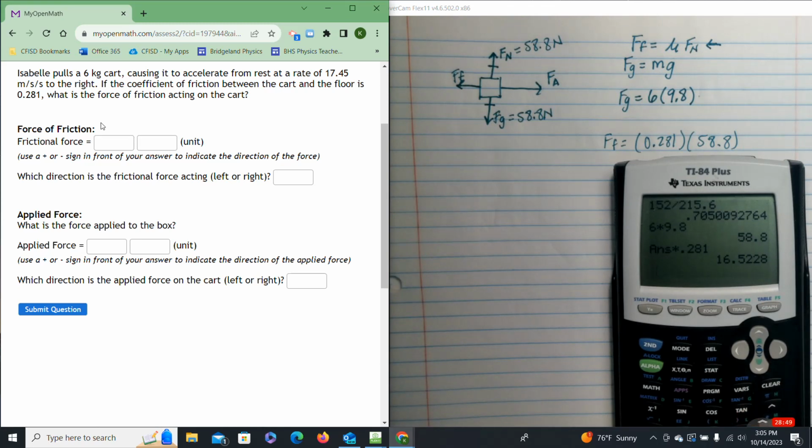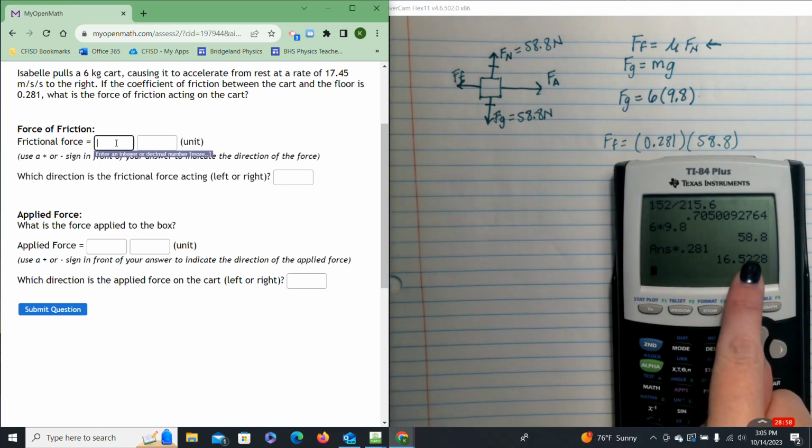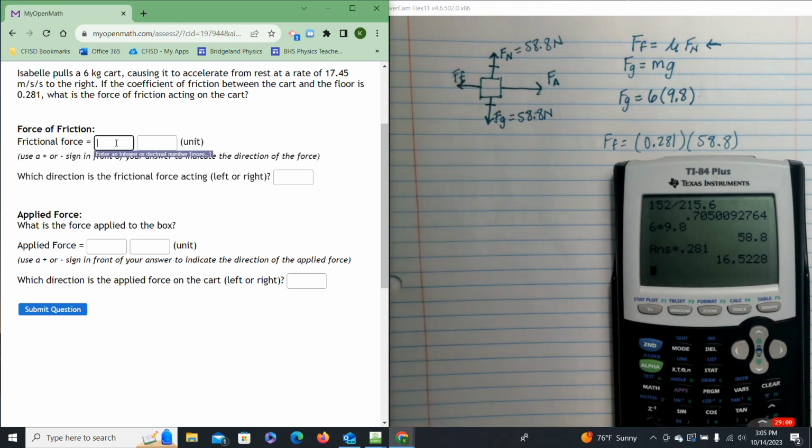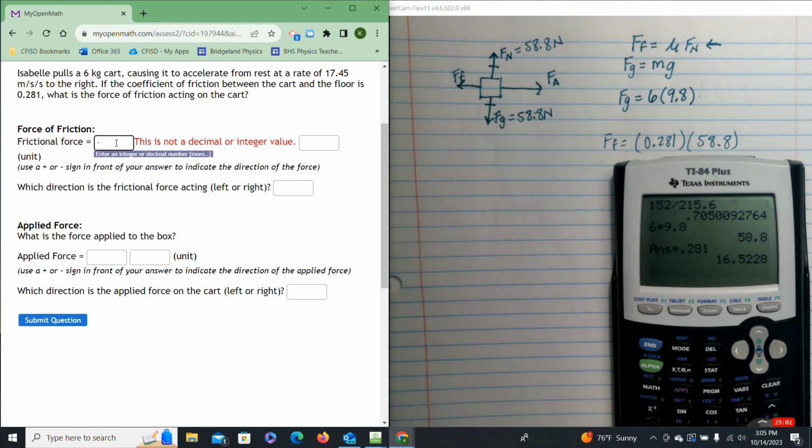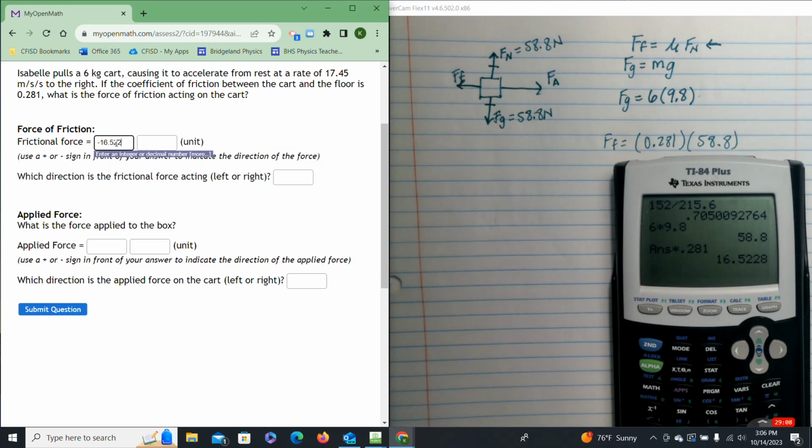You can round it if you like. By the way, it does tell me on here that I need to use a sign. That friction is in the negative direction. I don't get a negative number, but if I look at my diagram, I know that it's negative, because if I'm accelerating to the right, this is to the left. Okay, 16.5228 newtons. Direction, left.